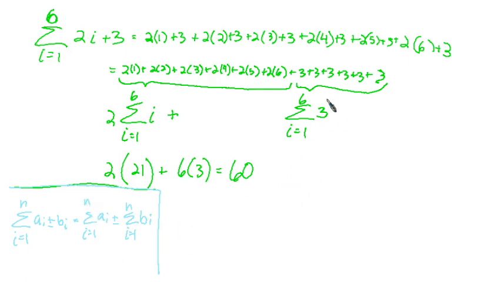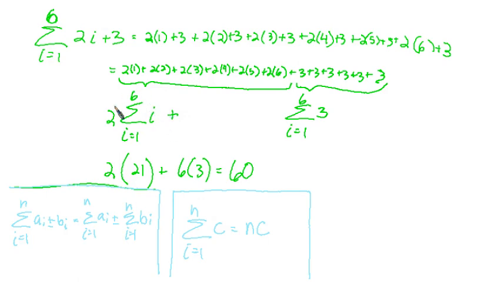Also, we've established this thing about constants. If I'm just going to add up a bunch of constants, well, that's just multiplication. The sum from i equals 1 to n of a constant c is just n times c, because we're going to add up n c's, and adding up n c's is the same as n times c. All right, so those are a couple of rules.